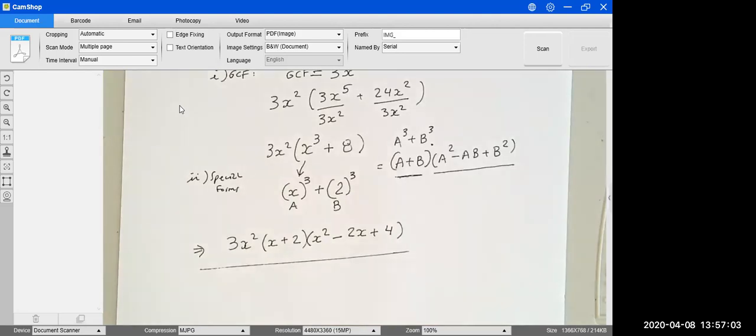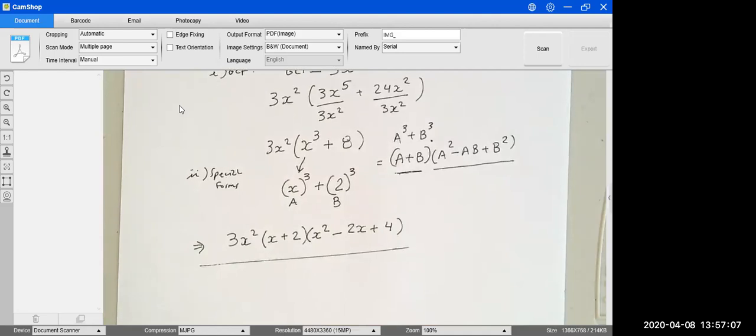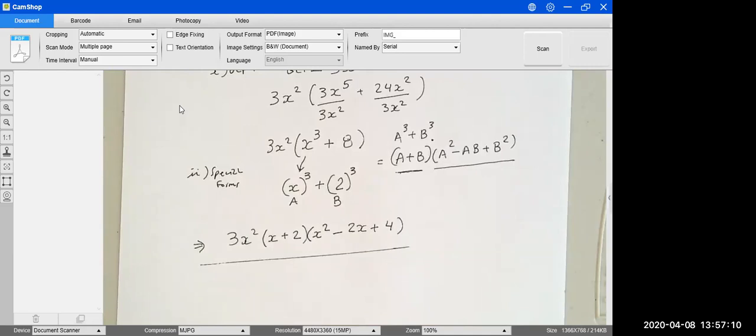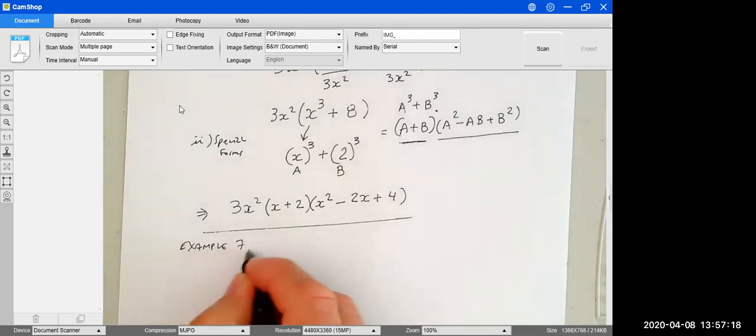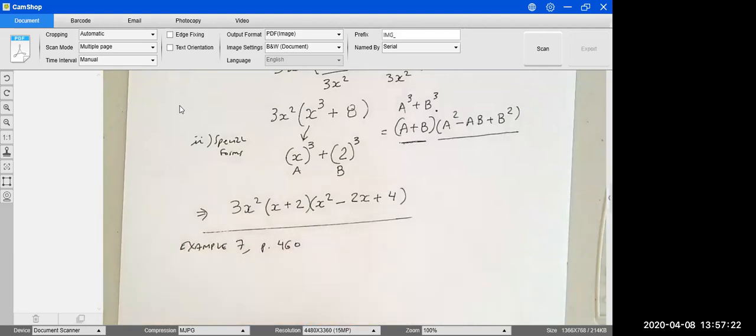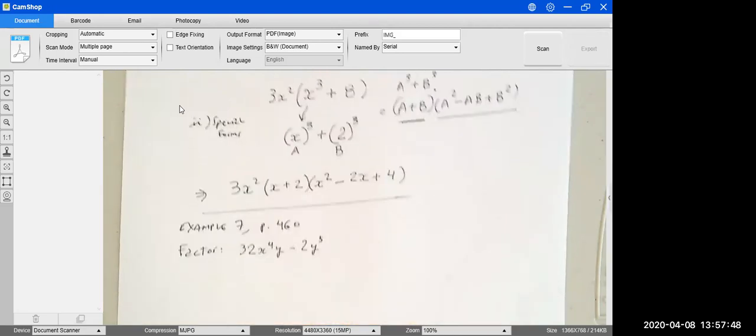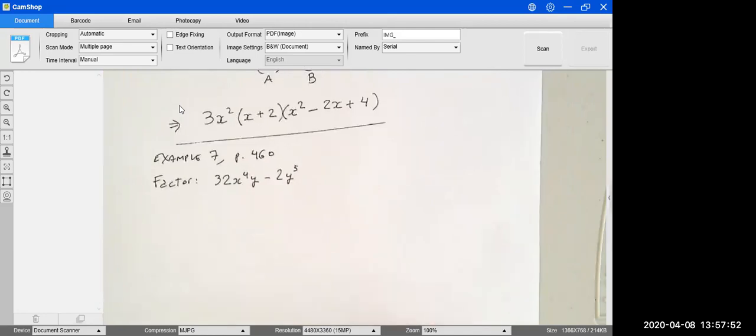Okay. So now we've got two more examples, and then with that we're going to finish this section. So I have example 7. Example 7 on page 460. So now we're going to factor another binomial. So this binomial is 32x to the 4 y minus 2y to the 5th power. So that's my problem. So first thing, let's factor the greatest common factor.